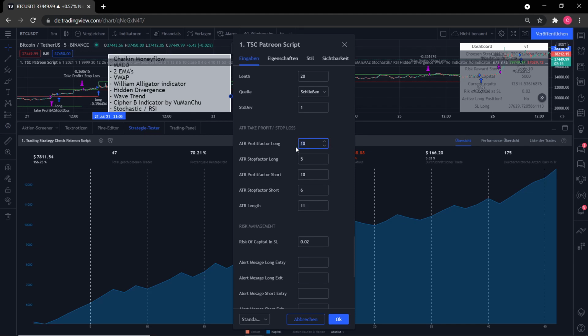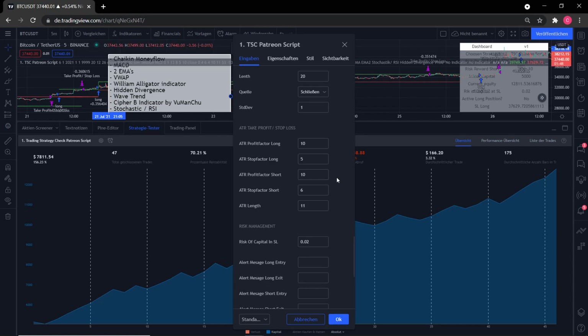ATR take profit stop loss. The value entered here is multiplied by the value of the current ATR. An example. The ATR has a value of 2. In the long take profit I have entered 10. My target price for the take profit is therefore the current price plus 20 points. If I enter 5 in the stop loss, a stop loss would be at the current price minus 10 points. This results in a risk reward of 1 to 2.